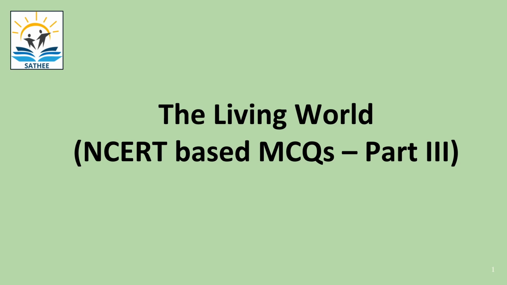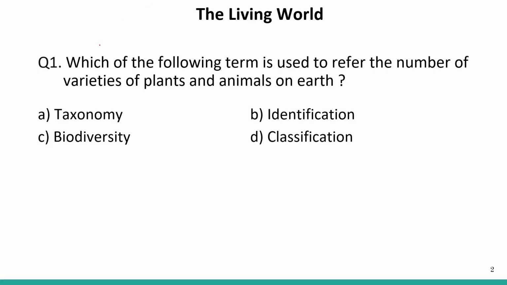And today we'll be discussing the NCERT based multiple choice questions from the chapter The Living World. Alright, so we have already discussed some of the MCQs in the previous lecture and today we'll be discussing the rest of the questions. Okay, so let's start with the first question. Which of the following terms is used to refer to the number of varieties of plants and animals on Earth? Okay, so the options are taxonomy, identification, biodiversity and classification.